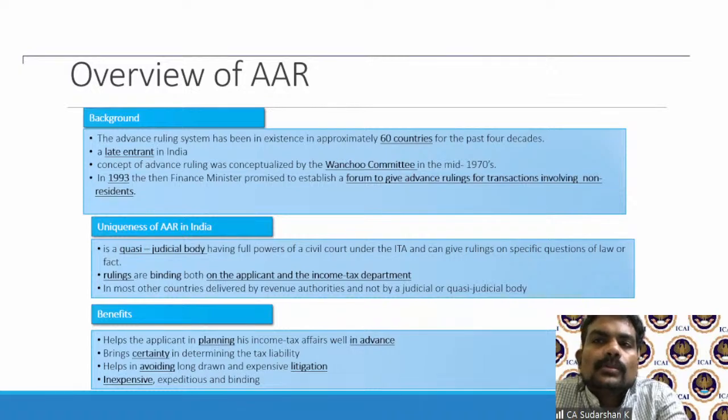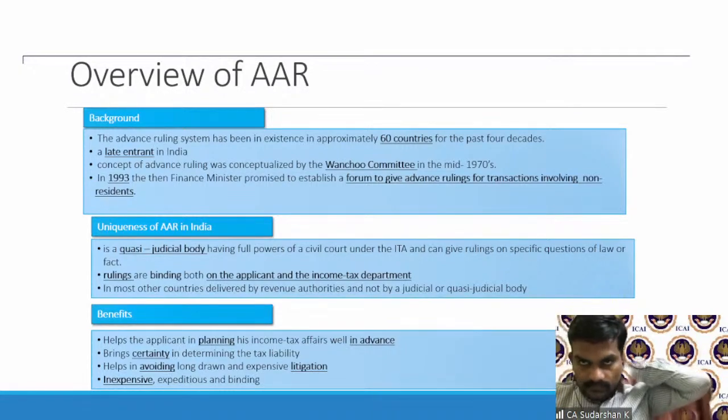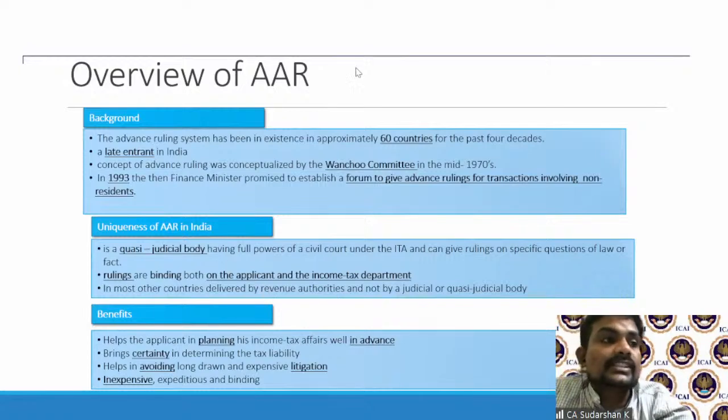it is a dispute prevention or resolution mechanism. The idea was, look, there is so much uncertainty: whether I should give the treaty benefit, what is the tax rate, will this treaty be eligible? So what the government did, to bring certainty to foreign investors, is introduce the concept called the Authority for Advance Rulings, which is actually a quasi-judicial body.